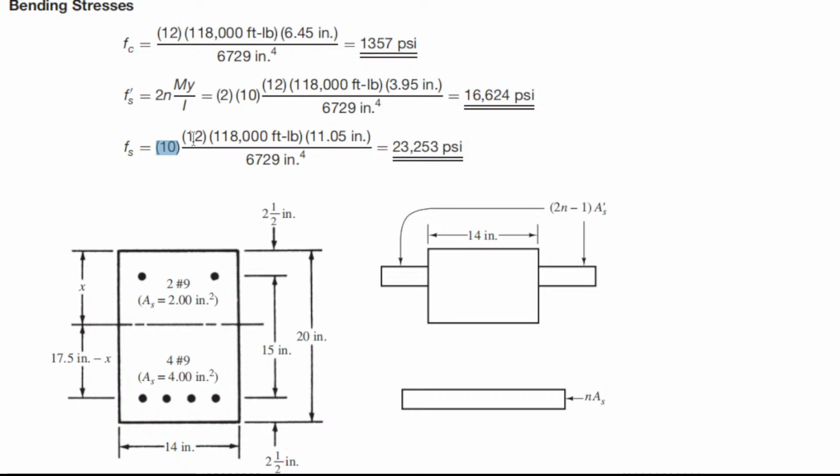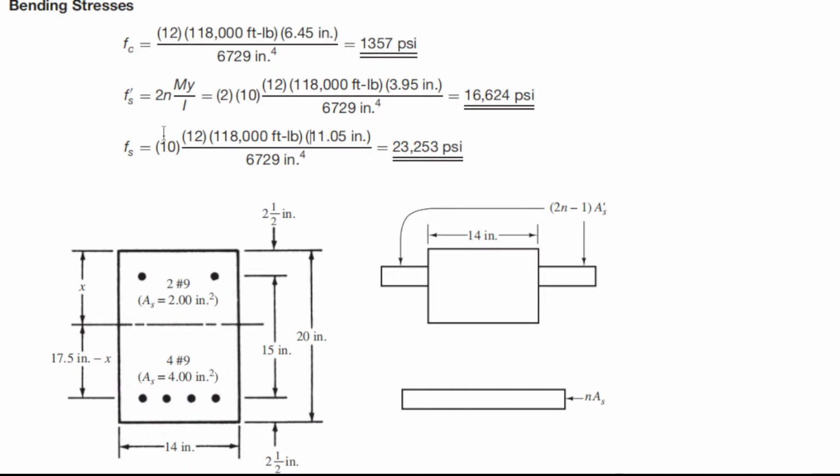Again, 12 is just a conversion factor between inches and feet. The same value of M, and 11.05 is the distance from the neutral axis to the center of the bottom reinforcement. Divide again by I, so Ig. Therefore, if you calculate this one, the answer would be 23,253 psi.